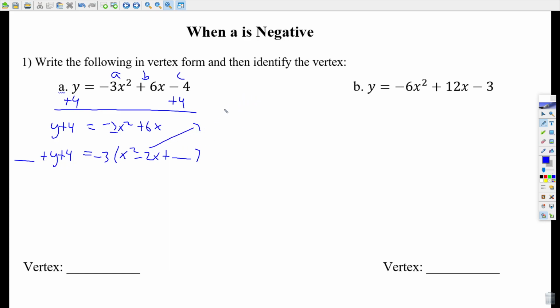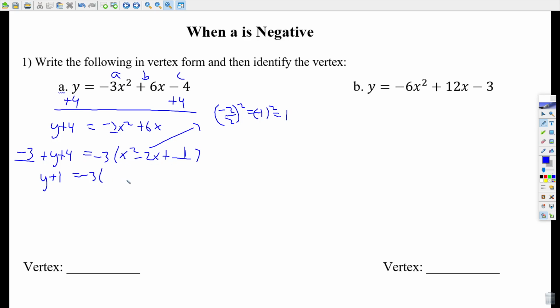Then I'm going to go in the middle here. I'm going to use this number. We're going to do -2 divided by 2 squared. That would be -1 squared, or 1. And again, we're not adding in 1 here. We're actually adding in -3 times 1, which would be -3. So don't forget there's a negative out here. So we get y plus 1 equals -3.